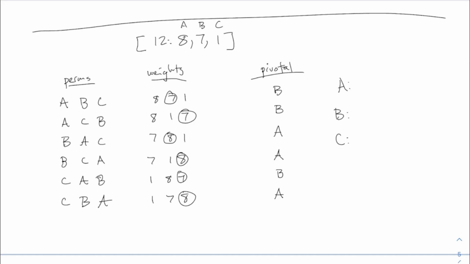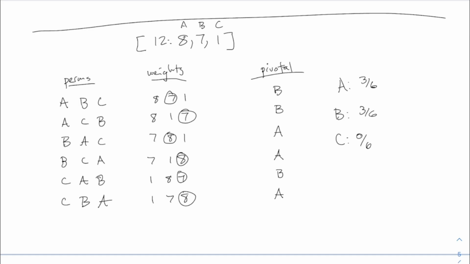What do you say? What's the fraction for A? Yeah? 3 out of 6. 3 out of 6, also known as 1/2, also known as 50% if you prefer. B also gets 3 out of 6. And C, 0 out of 6, which means 0.